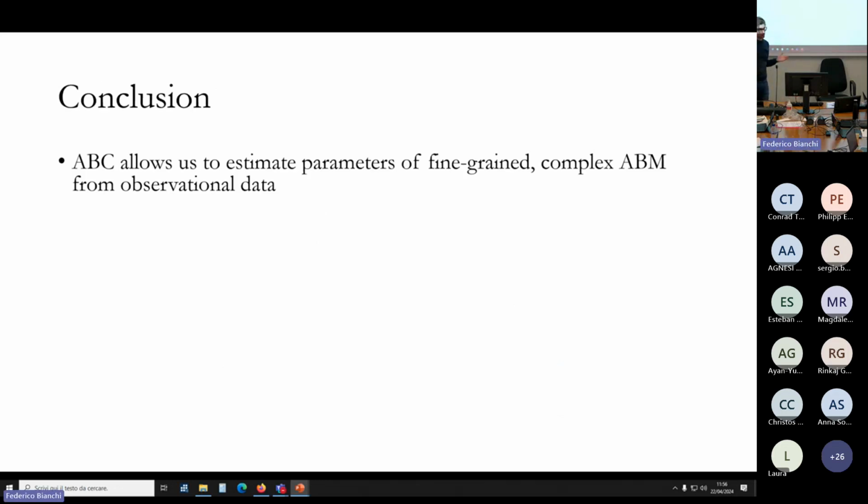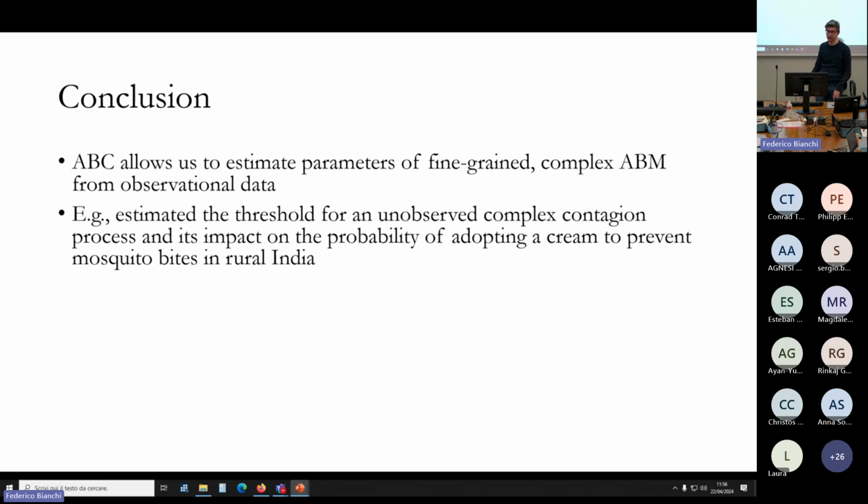So to conclude, I hope to give you a glimpse of how these new techniques can allow us to estimate parameters of fine-grained complex agent-based models from even observational data, even when we don't have data themselves related to these characteristics. For instance, in this case, what we did is that we estimated the threshold for an observed complex contagion process and its impact on the probability of adopting a cream to prevent mosquito bites in rural India. This is work in progress, but it's promising.